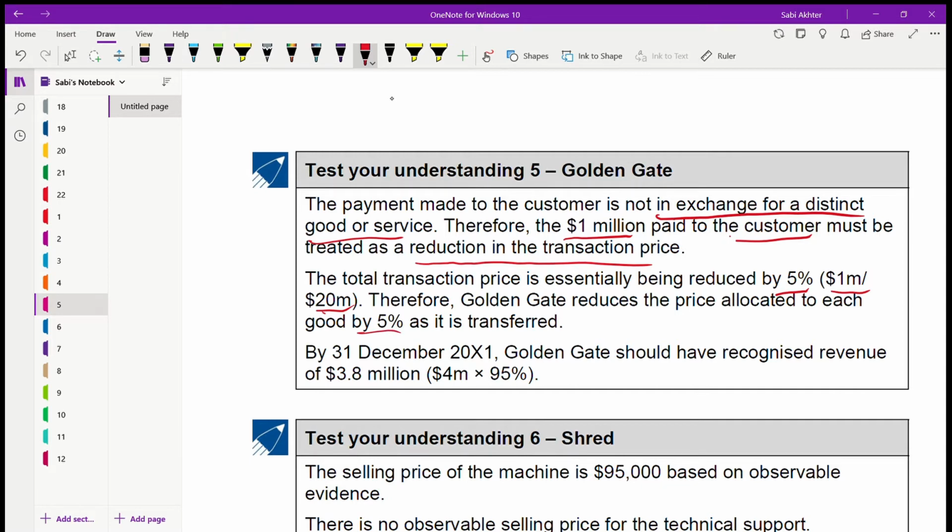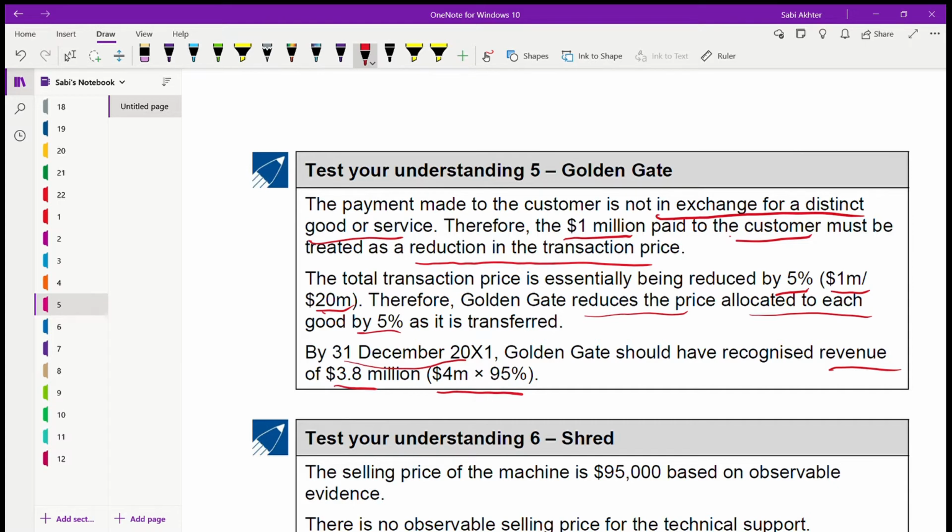So they are reducing their prices allocated to each good by 5% as it is transferred. Okay. 31st December 2001, what happens? Golden Gate should have recognized the revenue of how much? 3.8, because you are reducing 5%.